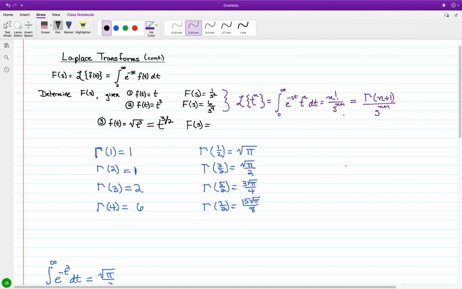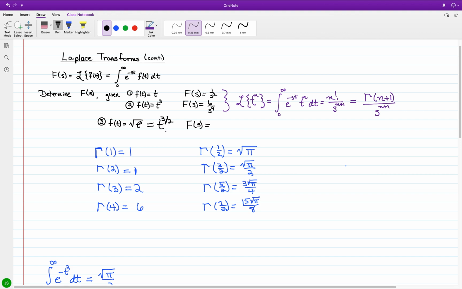And for other values, we can apply the gamma function of n plus 1 over s to the n plus 1. Now, when we looked into the gamma function, we had gamma of 1 equal to 1, gamma of 2 equal to 1, gamma of 3 is 2 factorial, gamma of 4 is 3 factorial, and so forth. And for fractions like gamma of 1/2, we had the square root of pi. For gamma of 3/2, we had the square root of pi over 2.